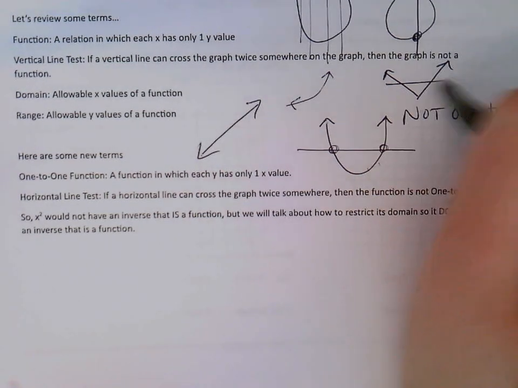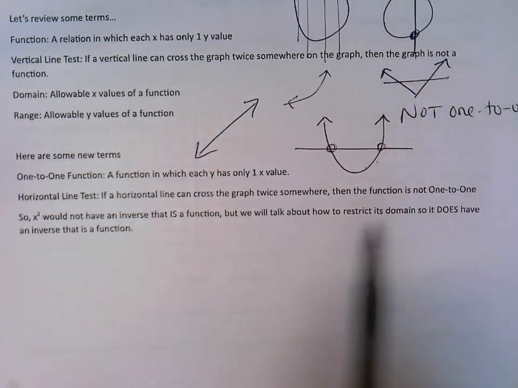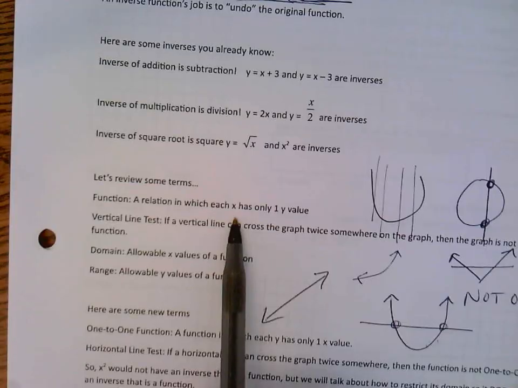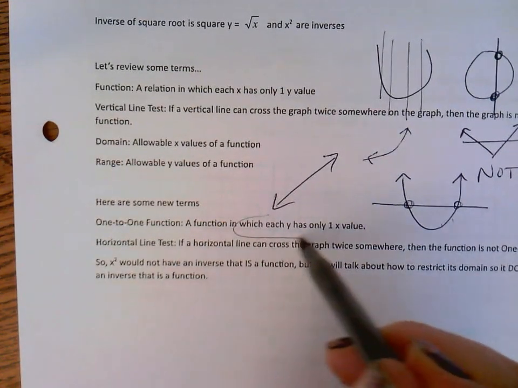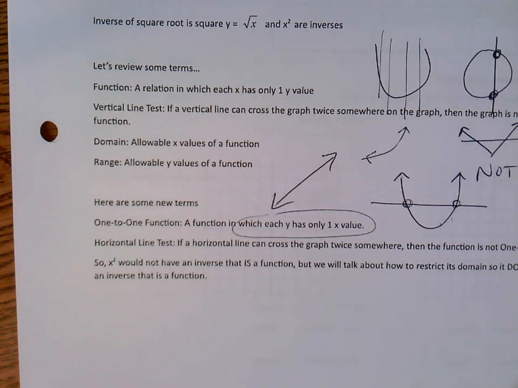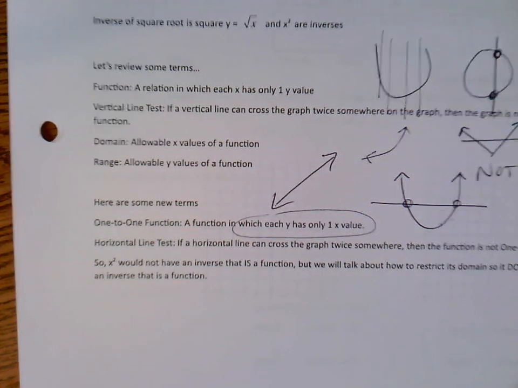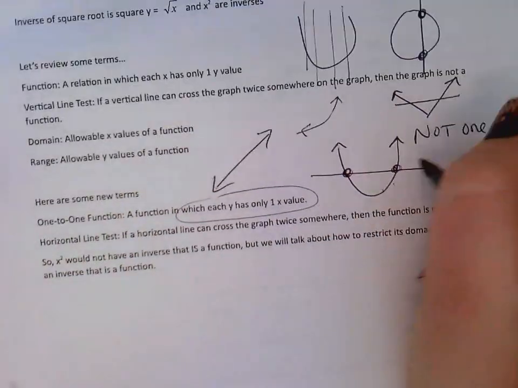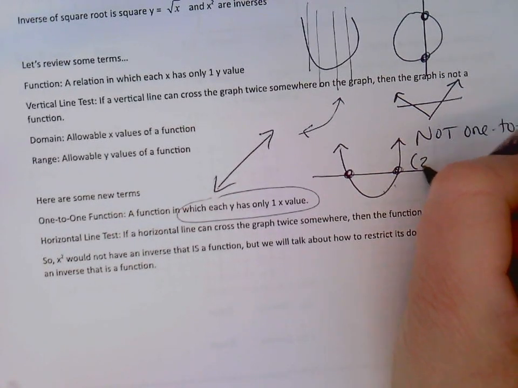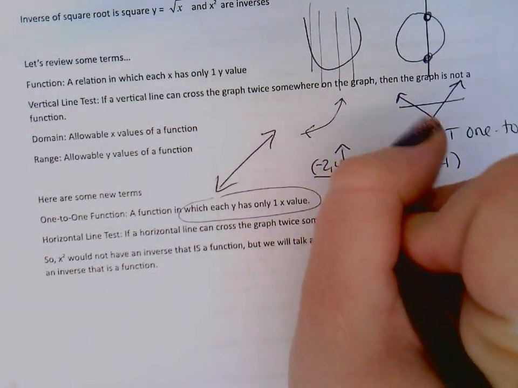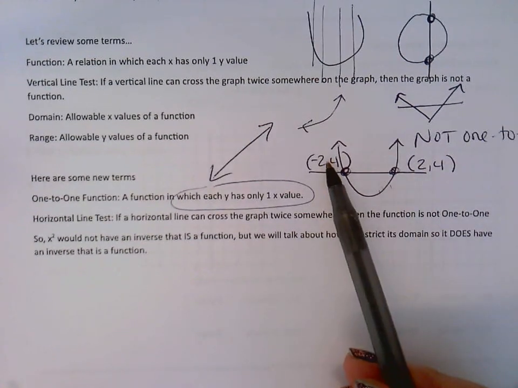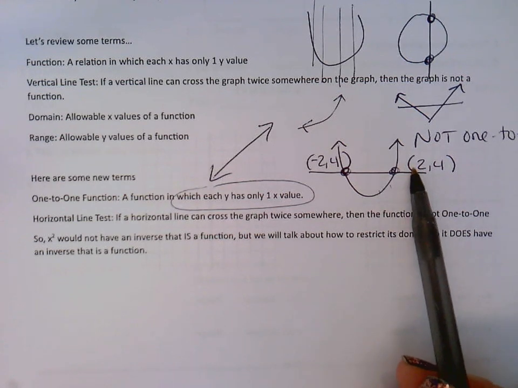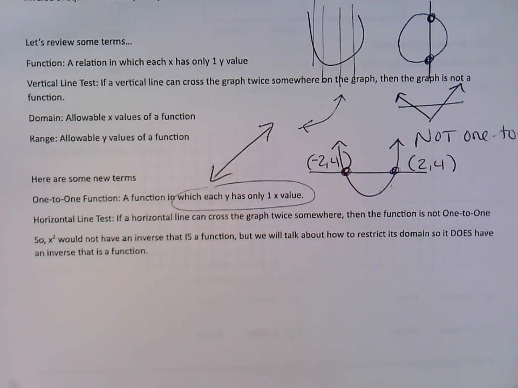Absolute value, not one-to-one. It means that each y has only one x value. The only reason that's important is because then when you switch x and y, it's going to have an inverse. So these y values, let's say this is like 2, 4 and negative 2, 4. See how 4 is the y value? Well, guess what? It's paired with two different x values. Cubic would be one-to-one, right? So that works.